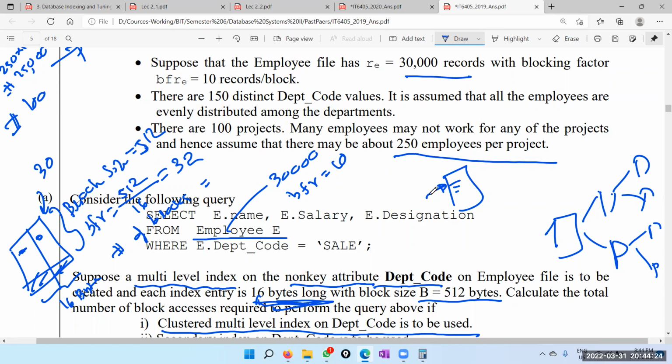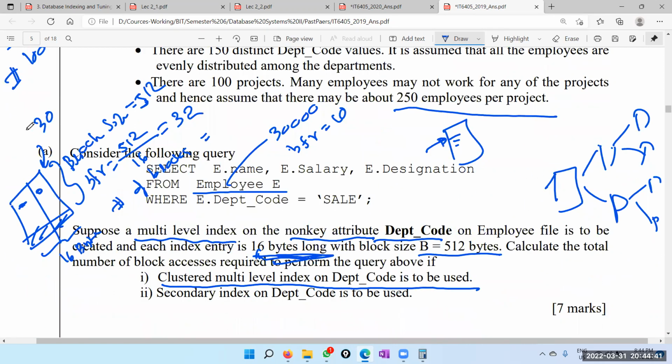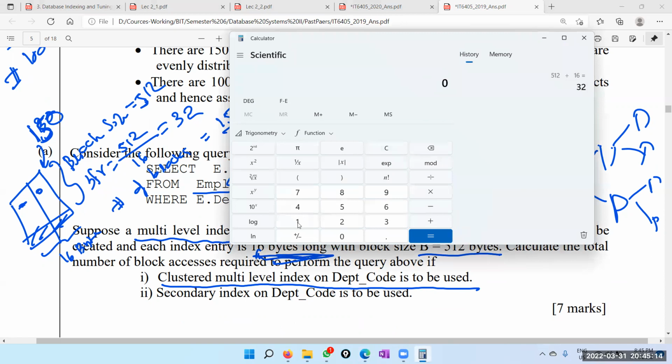Record, physical cluster field. So let's see how many departments are there. 150. So that means 150 records are needed, because we can have one record per department in the index file. So the number of blocks needed: we have 150 records and one block can have 32. 150 divided by 32 is 4.68, which means we need 5 blocks.